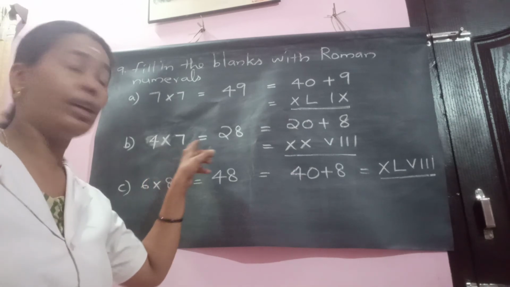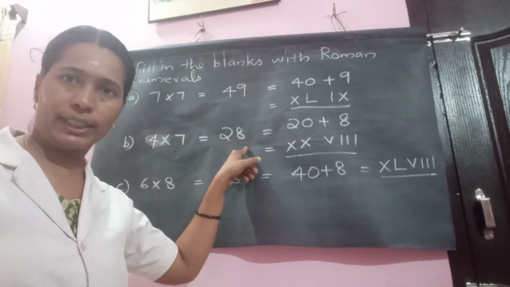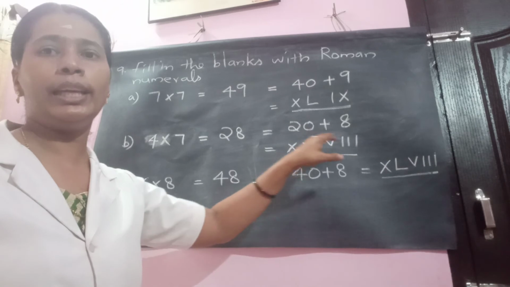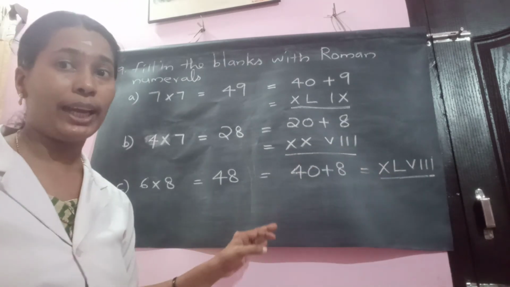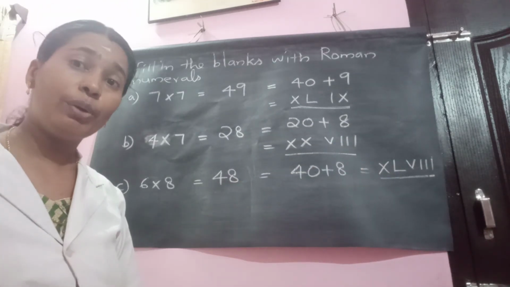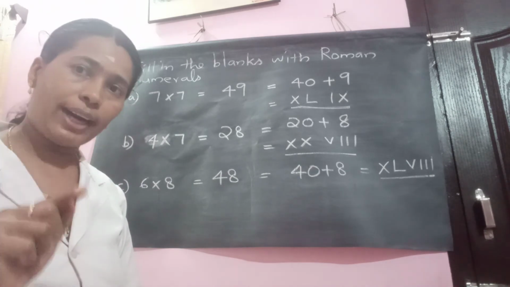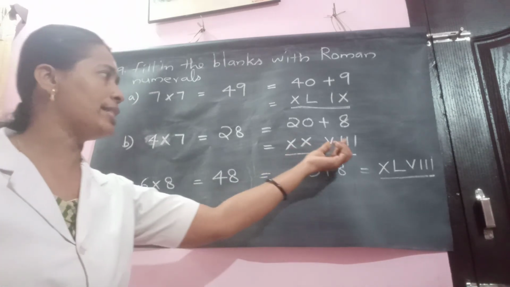Next one, 4 into 7. 4 sevens are 28, equal to 20 plus 8. 20 is written X. 8 is written V and 3 ones, that is VIII.